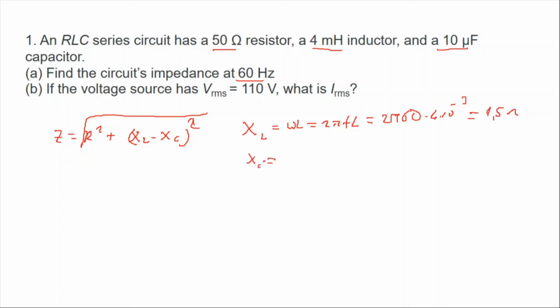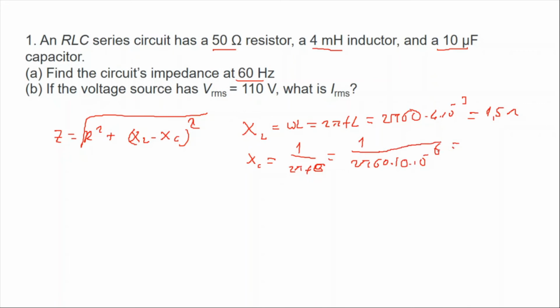XC, on the other hand, will be equal to 1 over 2 pi FC. I'm sorry, this is C. So it will be equal to 1 over 2 pi times 60, and C is equal to 10 microfarad, 10 times 10 to the negative 6.